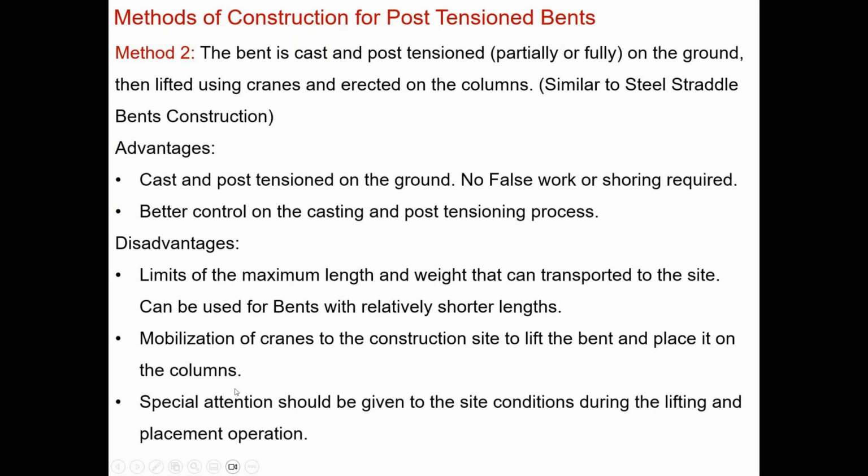The third thing is that you need, of course, to pay special attention to the process of lifting and placement in the site, and make sure that everything is safe there as well. Even the girder or the straddle bent has to be checked during the lifting and placement operations for any stresses that are induced during this process.